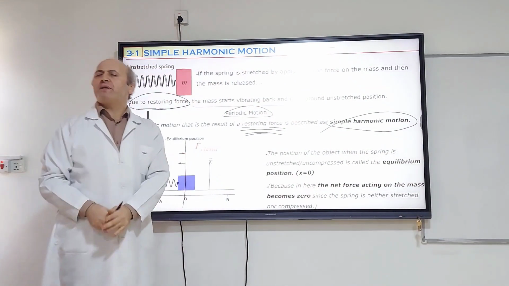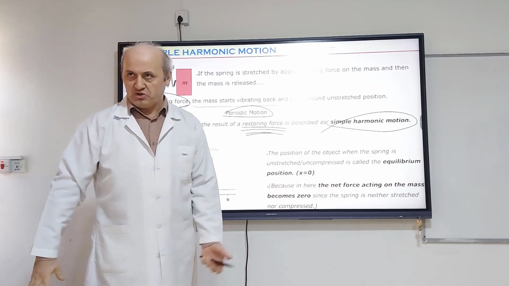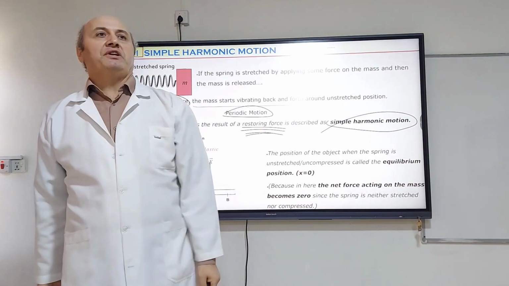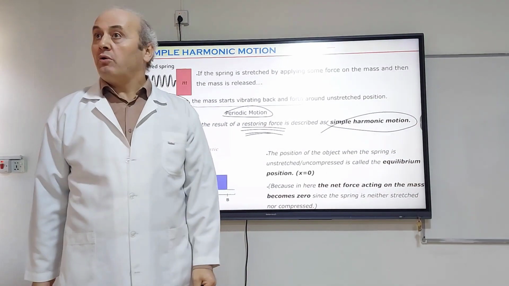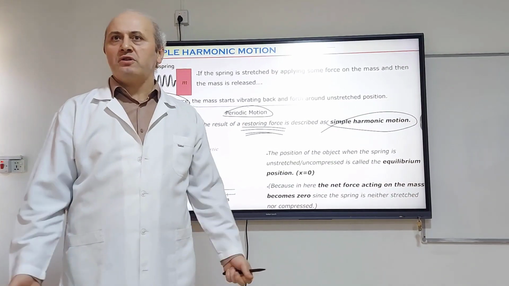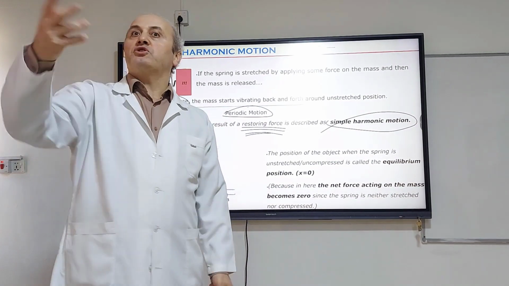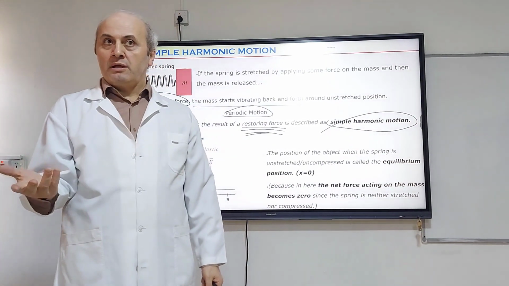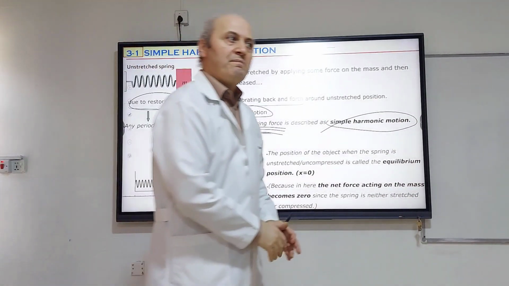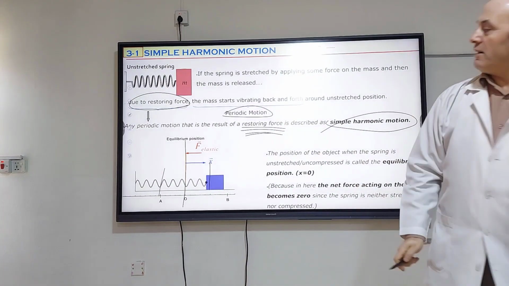Then every simple harmonic motion is a periodic motion. It's a repeated motion. But can we say that every periodic motion is a simple harmonic motion? No. Circular motion has just centripetal force. We don't have a restoring force there. So circular motion is not simple harmonic motion. To summarize, every simple harmonic motion is a periodic motion, but be careful: not every periodic motion is a simple harmonic motion.